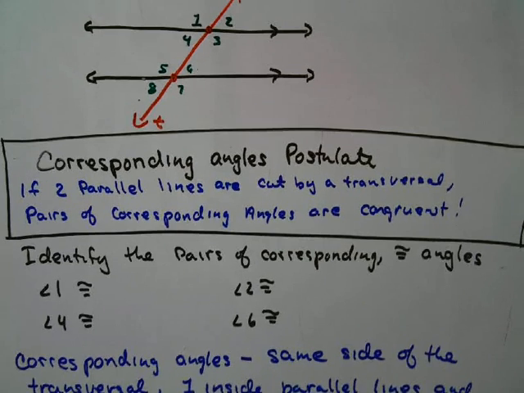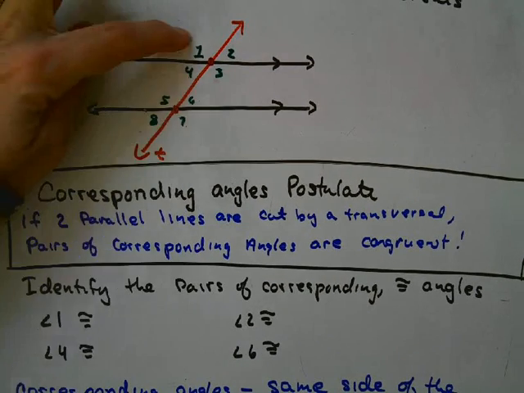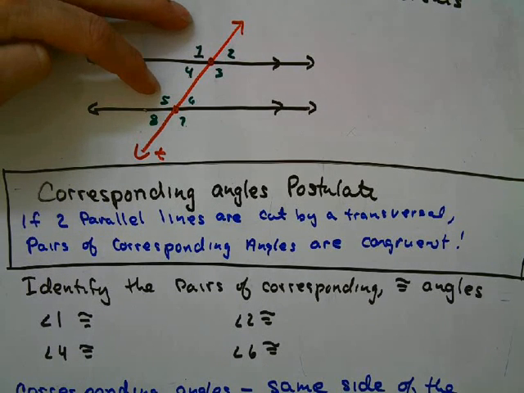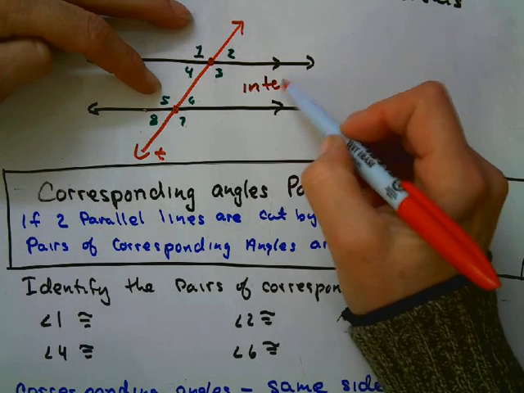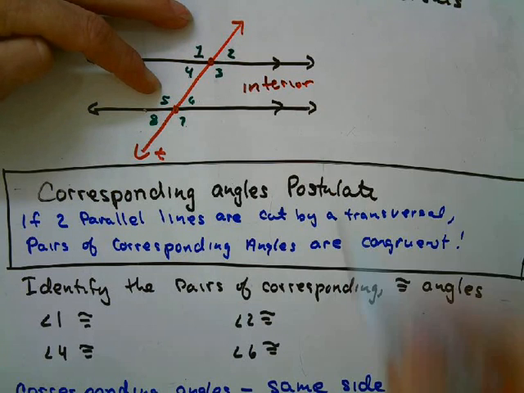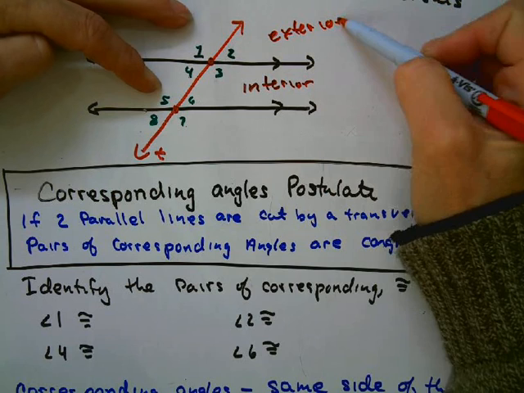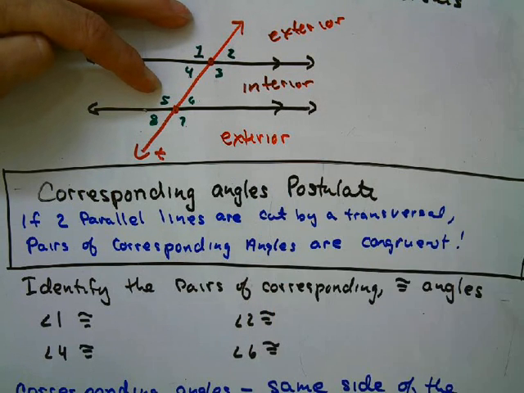So that said, let's look at our corresponding angles again. Angle 1 corresponds with angle 5. Notice same side of the transversal. One is inside the line. Think of this as the interior of the two lines, the parallel lines. And here's the exterior, outside the parallel line. Okay? So angle 1 corresponds to angle 5, and we can say they're congruent.